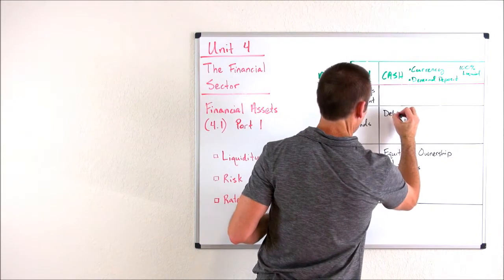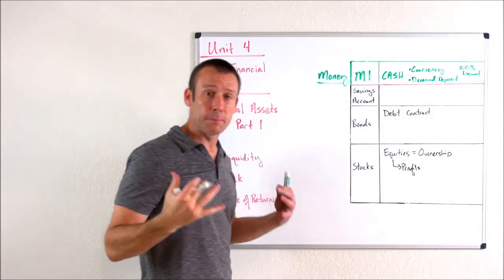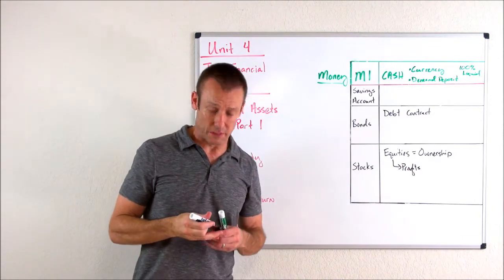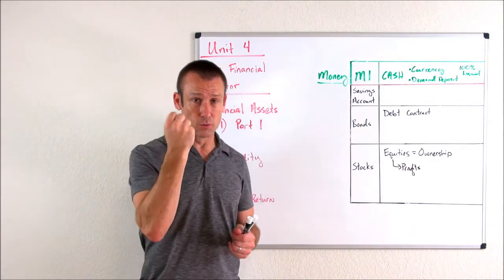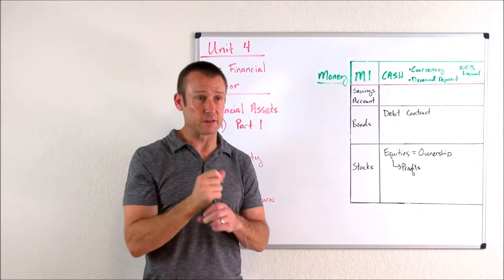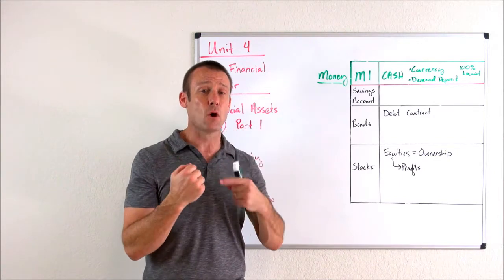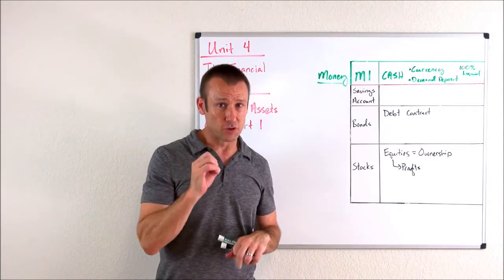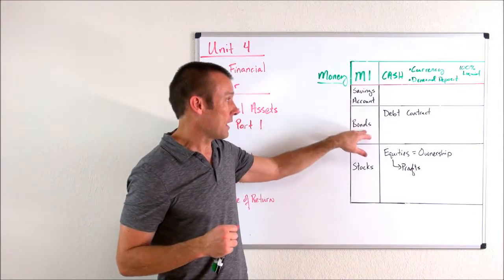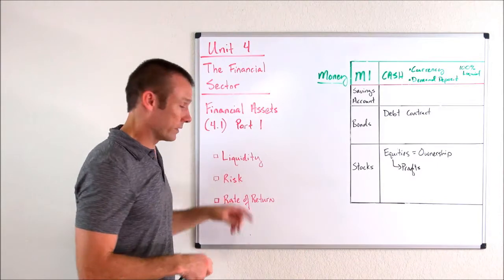Bonds. Bonds are a debt instrument or a debt contract. Okay, that's the big thing. If you own a bond that a company issued, you don't have any ownership in it, okay? However, you own a debt contract. You own a piece of paper that says, hey company, you owe me money. You owe me the principal and you owe me interest payments as long as this bond has not matured, okay? So, bonds are debt instruments. They are not ownership.